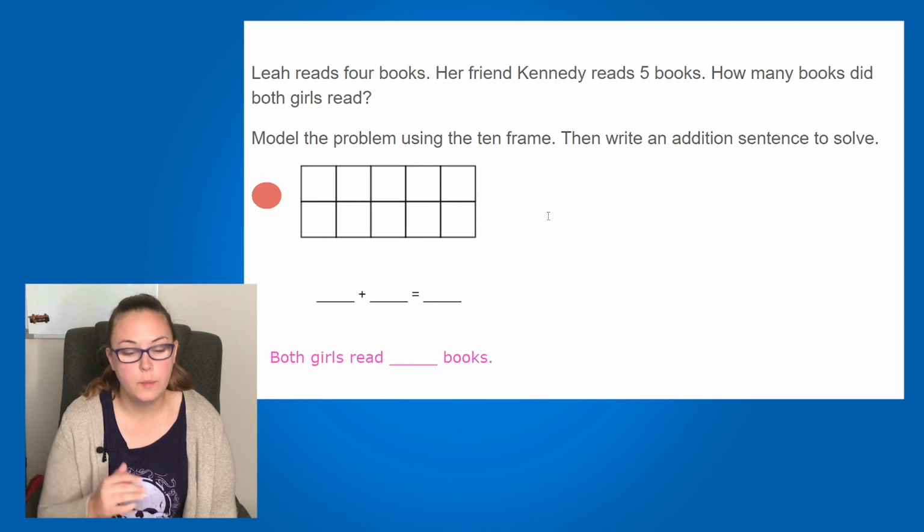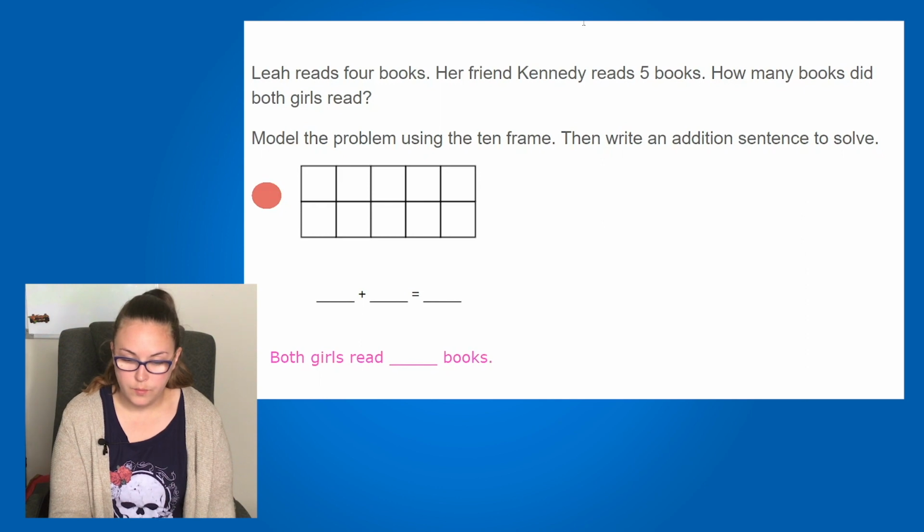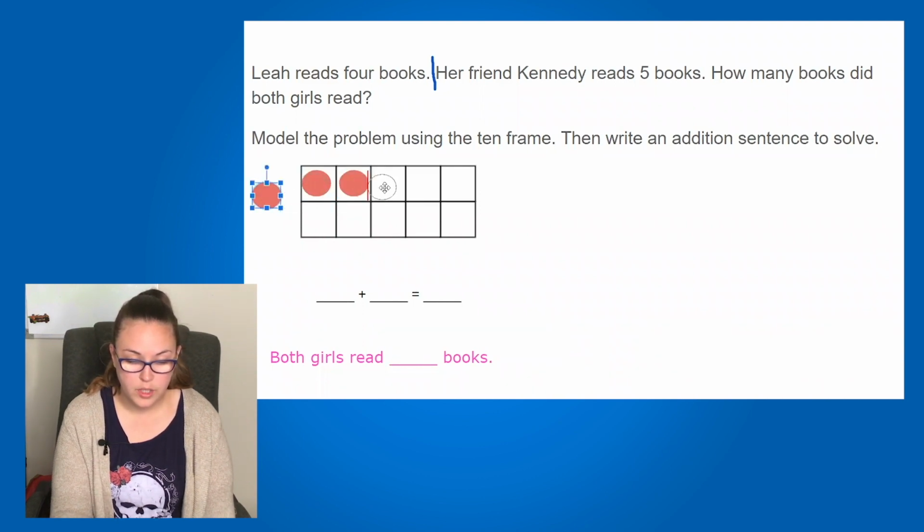Now, we need to go back and we need to read sentence by sentence in order to organize our information. So, Leah reads 4 books. Let's stop there. Leah reads 4 books. Now, using the 10 frame, how can we model this? That's right. On the first row of the 10 frame, we are going to add 4 counters. 1, 2, 3, and 4.